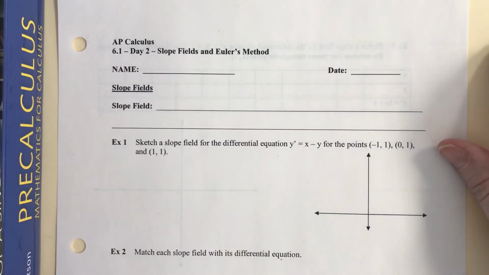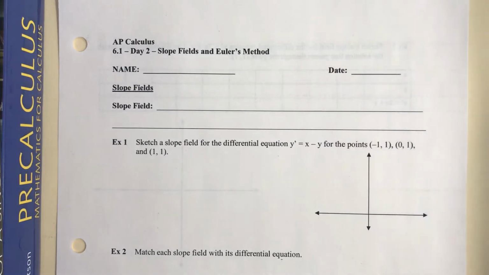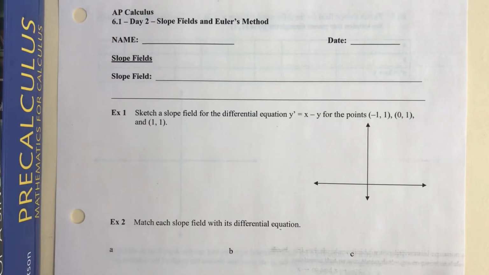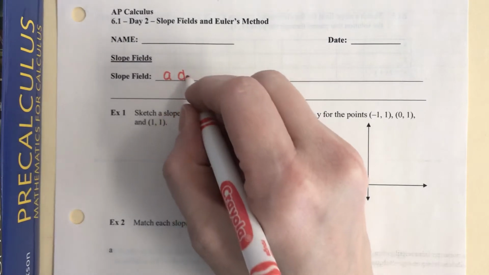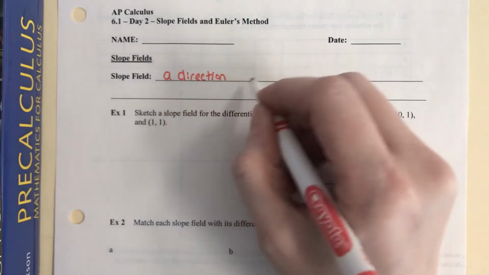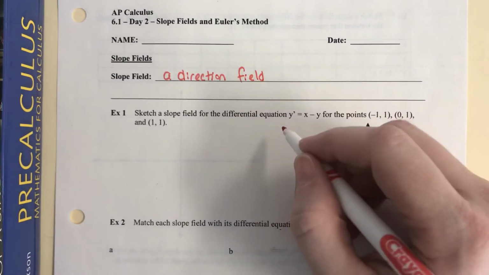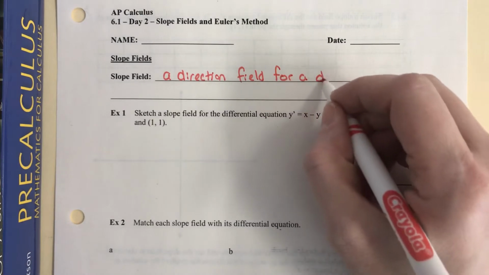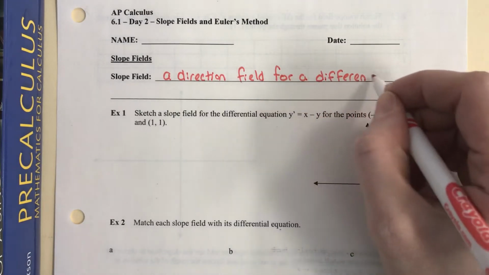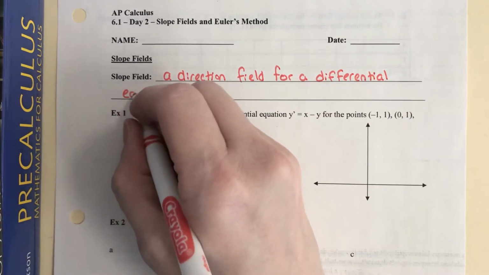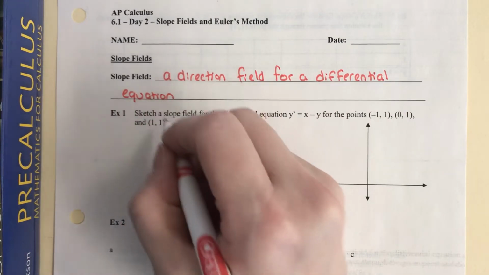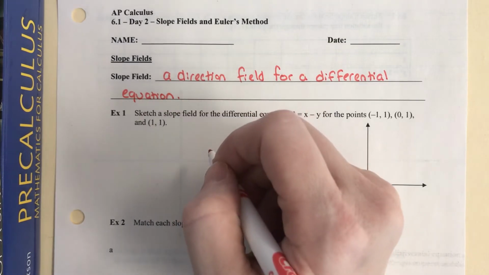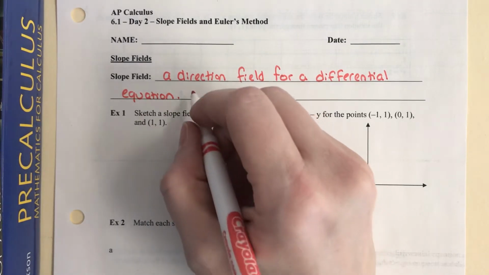Today we're going to do the 6.1 Day 2 notes for slope fields and Euler's method. So just as a review, a slope field is a direction field. And it's a direction field for a differential equation. It helps us to see the general shape of the original graph.